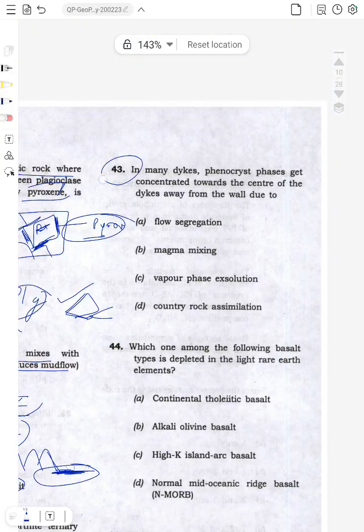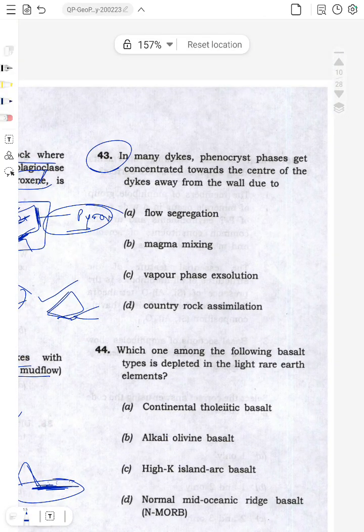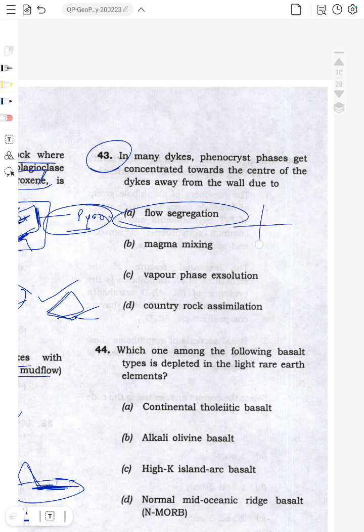Now, coming to the 43rd question. In many dikes, phenocryst phases get concentrated towards the center of the dikes, away from the wall, due to which process? Flow segregation refers to the process where different phases in magma flow get segregated or concentrated due to the dynamics of flow during emplacement. So in dikes, phenocrysts tend to accumulate in certain zones, especially in the center, due to variation in flow velocity and magma viscosity.